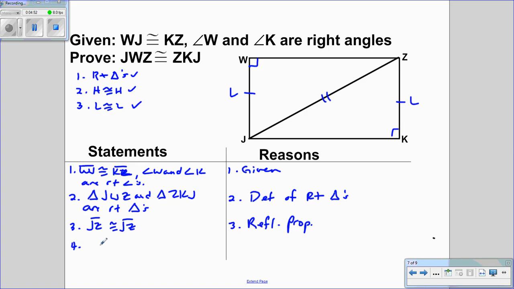So it looks like we have enough for the hypotenuse leg theorem to work. So I can now prove triangle JWZ is congruent to triangle ZKJ by the hypotenuse leg theorem. So that concludes our lesson on the hypotenuse leg theorem.